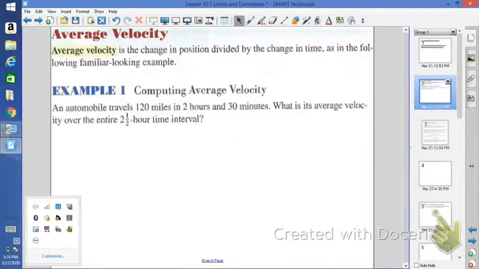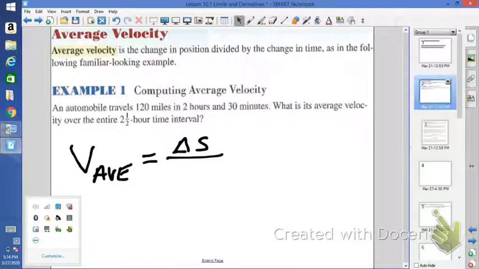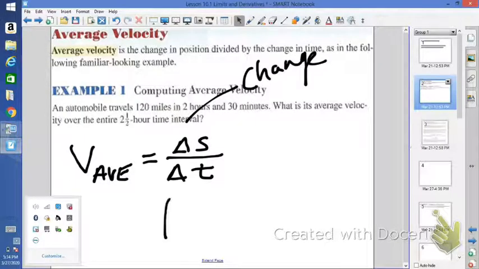The first thing that we're going to talk about, average velocity. What is average velocity? It's the change in position divided by the change in time. You are going to see this written mathematically as the velocity average equaling a triangle S divided by triangle T. Now, we don't pronounce it triangle. That triangle is the Greek letter delta that represents or stands for change.